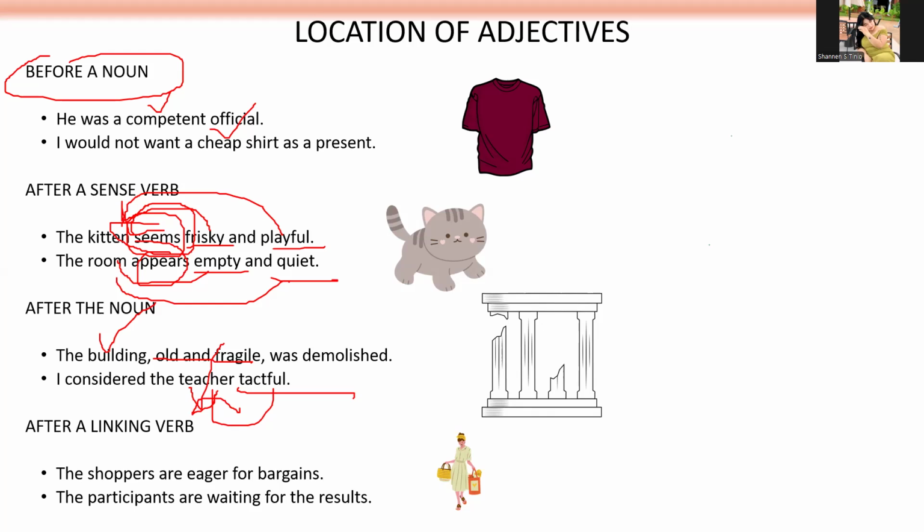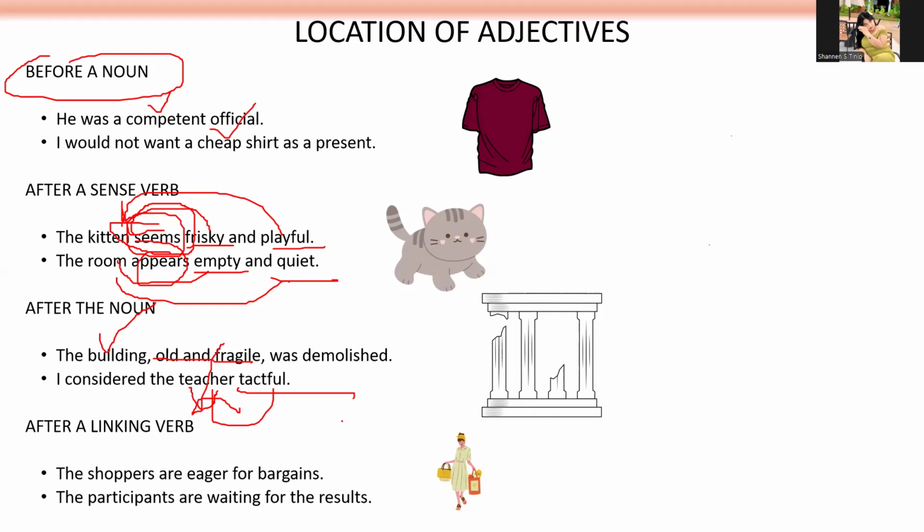Another example of after the noun. Sige, gagawa ko. Her skin, fair and smooth, was burnt by the fire. Okay. Her skin, fair and smooth, was burnt by the fire.